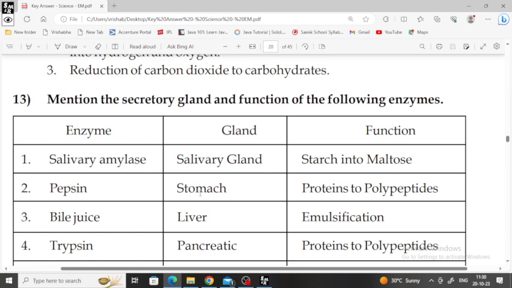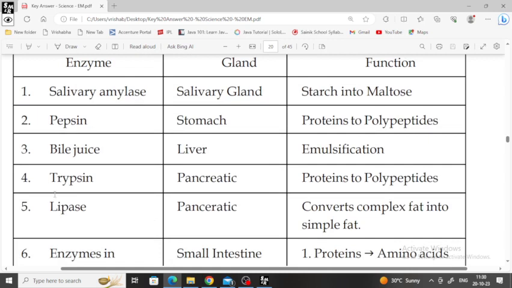Then pepsin, secreted in the stomach, converts proteins into polypeptides. Bile juice is secreted in the liver gland, and emulsification of fats occurs. Trypsin is secreted through the pancreatic gland and converts proteins to polypeptides. Lipase, also secreted through the pancreas, converts complex fat into simple fat.